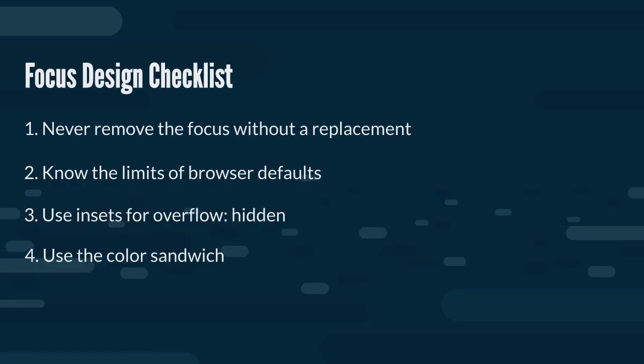4. Use the color sandwich. To survive background changes, use two-tone indicators. 5. Design for the job. Make different elements feel distinct and use your brand colors to make accessibility a seamless part of your aesthetic.